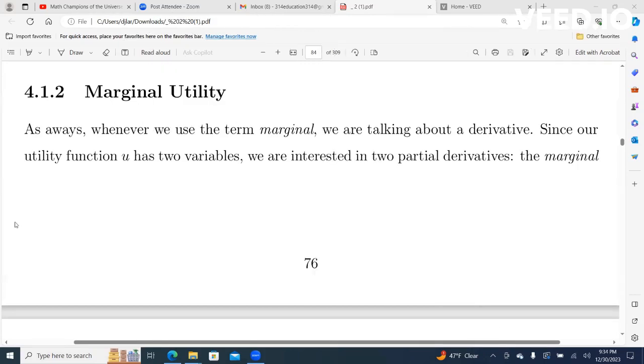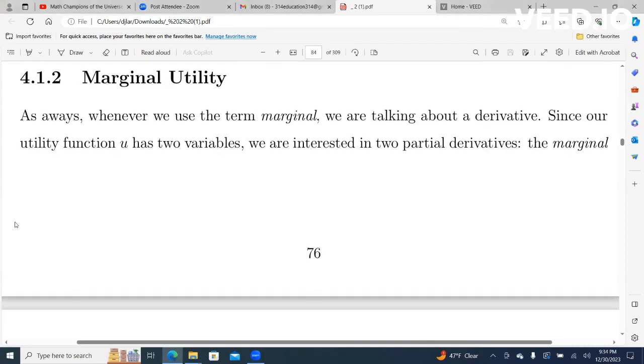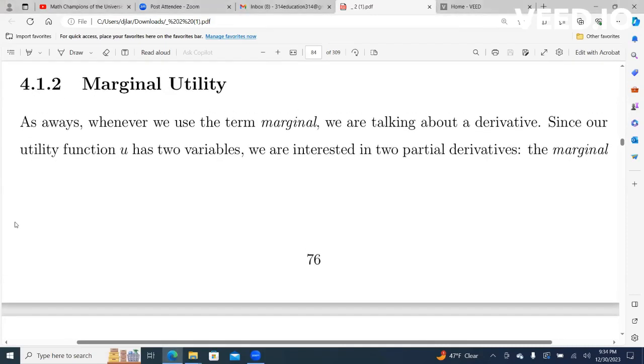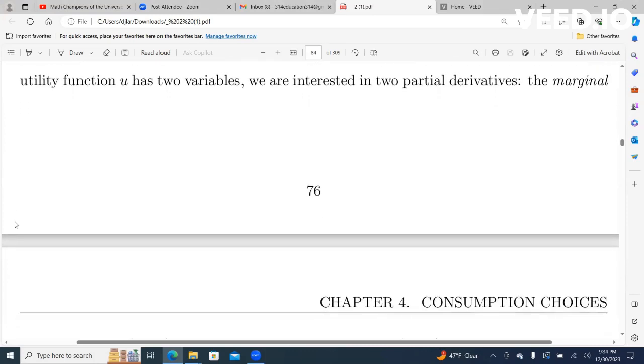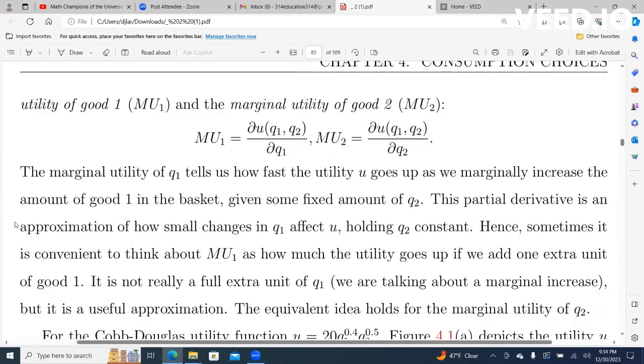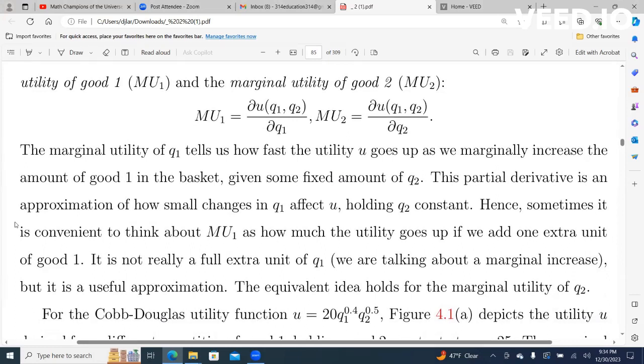Okay, so marginal utility is just a derivative. Remember, utility was introduced in the previous couple of videos. It is our preference, usually as a function of quantity or price. As always, whenever we use the term marginal, we're talking about a derivative. Since our utility function u has 2 variables, q1 and q2, we're interested in 2 partial derivatives: the marginal utility of good 1, MU1, and the marginal utility of good 2, MU2.